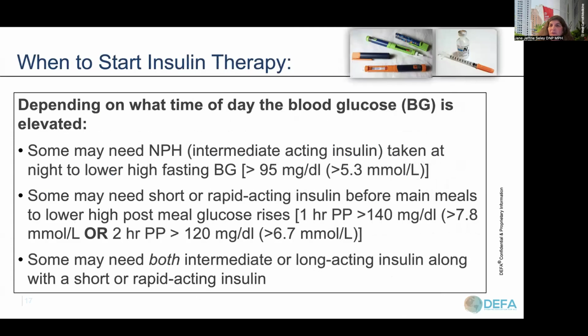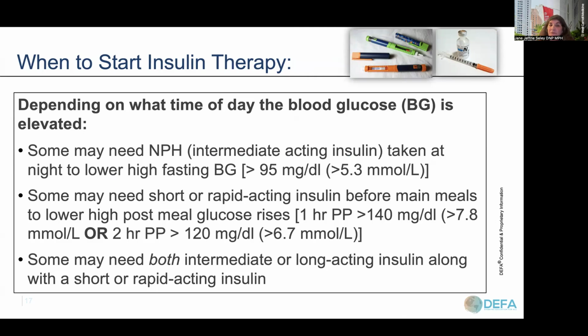So how do we start insulin? We look at the glucoses that are out of range, and we base it on that. So if the fasting glucose is the one that's elevated, then we would consider NPH if only the fasting is elevated, but the postprandial glucoses are okay. The reason we choose NPH is, as an intermediate acting insulin, it lasts about 10 to 12 hours. So if the person takes it just before they go to bed at night, it will just lower their fasting blood sugar in the morning, but it won't cause them to have low sugar during the rest of the day.